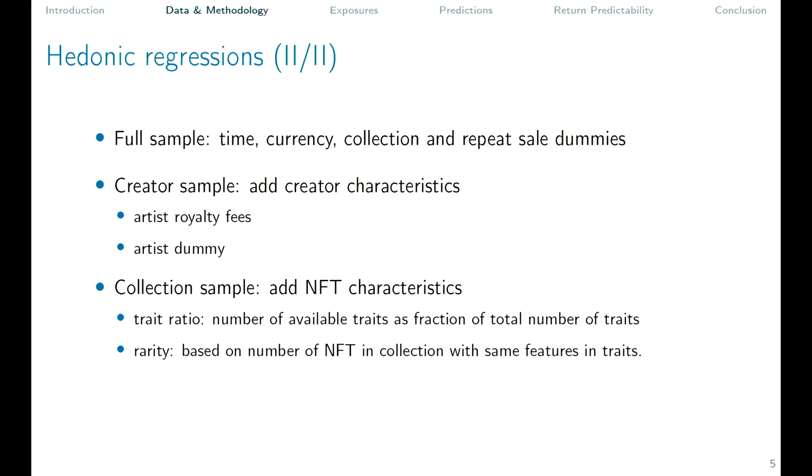So we're going to have different angles of the hedonic regression. First we're going to look at the whole sample, and we're going to look at time, currency, collection, and repeated sale dummies. So for example, is it the case that when we condition on the collection, we get a better explanation of the variance of the returns? Do we explain better the price of the returns? Then we're going to look at the creator sample. We're going to try to add creator characteristics.